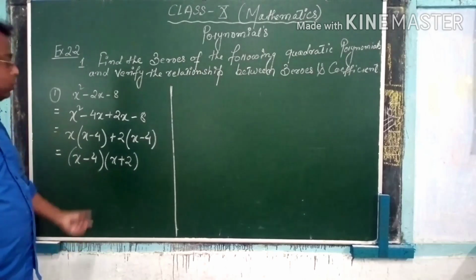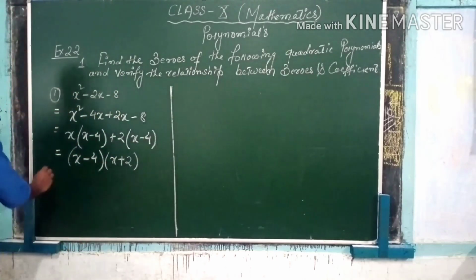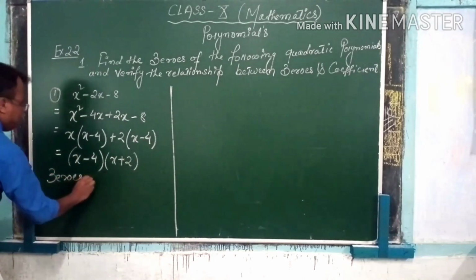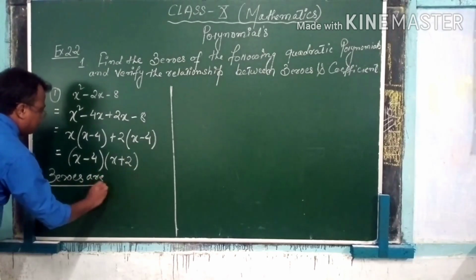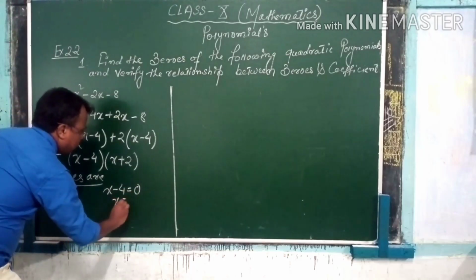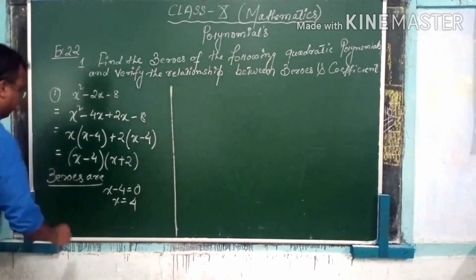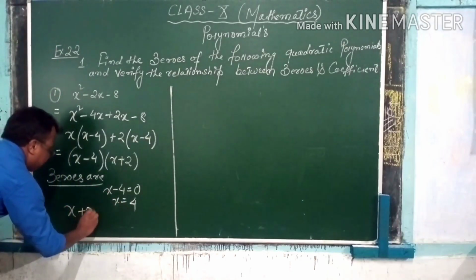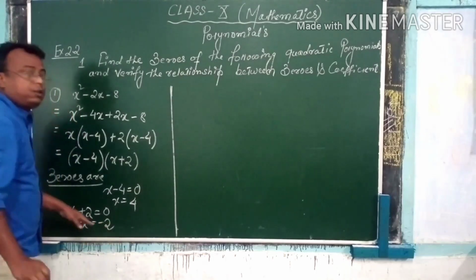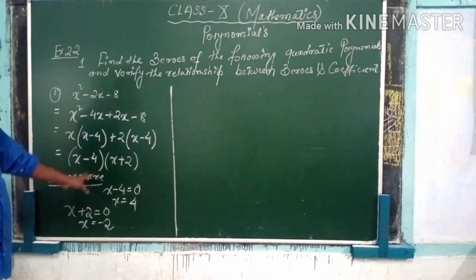Now we find out the zeros of this quadratic polynomial. Zeros are: x minus 4 is equal to 0, so x is equal to 4. So one zero of this polynomial is 4, and another zero, let us try to find. x plus 2 is equal to 0, so x is equal to minus 2, and the second zero is minus 2. Now we try to find out the sum and product of these two zeros.